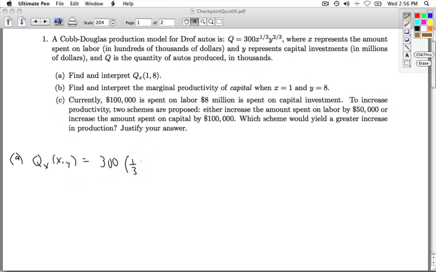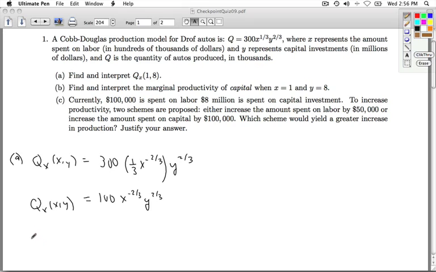So the derivative of x to the 1/3 is 1/3 x to the minus 2/3 times y to the 2/3. So I simplify that, and I get 100 x to the minus 2/3 y to the 2/3. So that's the partial derivative with respect to x.